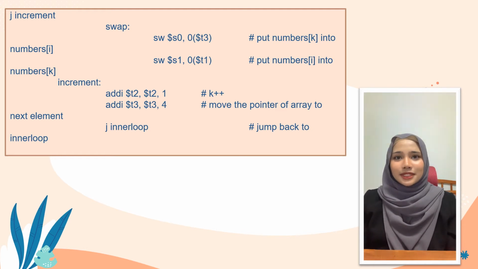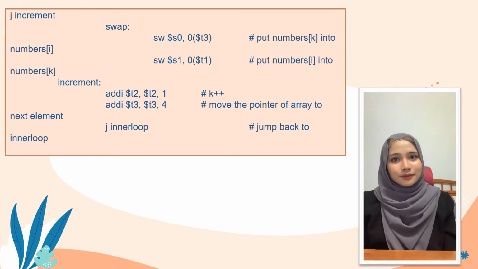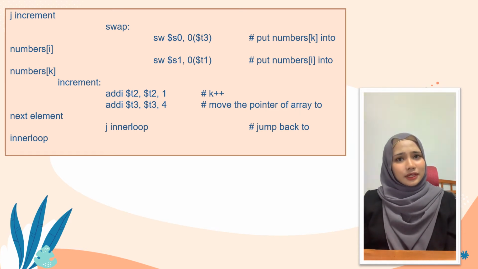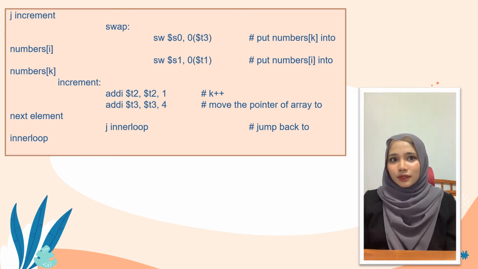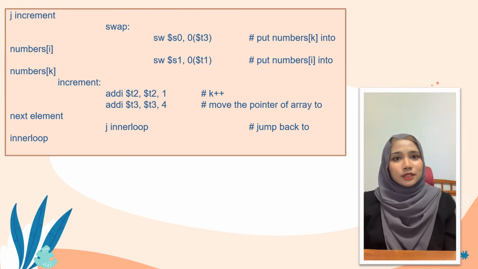We put the numbers in register $T3 into register $S0 and put the numbers in register $T1 into $S1. For the increment, ADDI or add immediate, the line ADDI $T2 $T2 1 makes $T2 equal to $T2 plus 1, which we store into $T2. In the C++ programming language, it means K equals K plus 1.